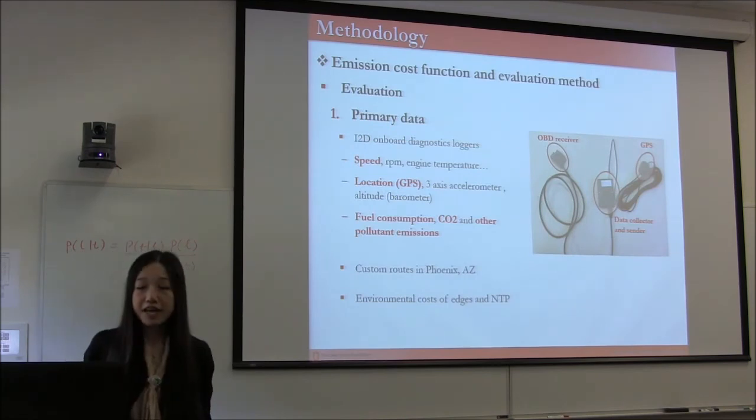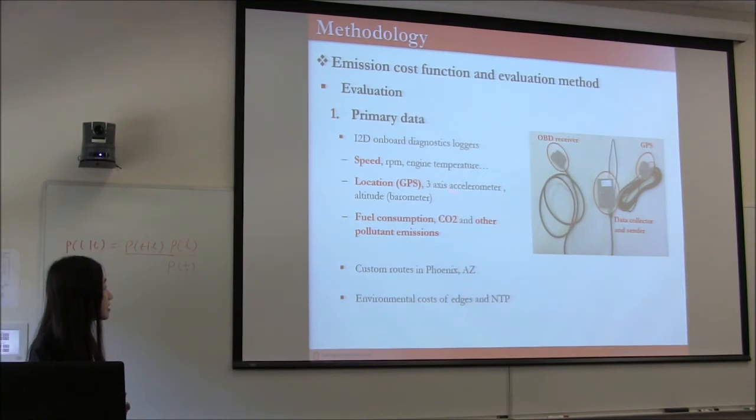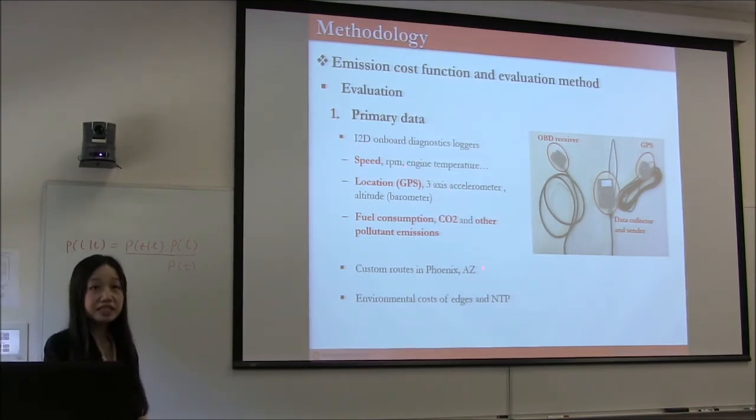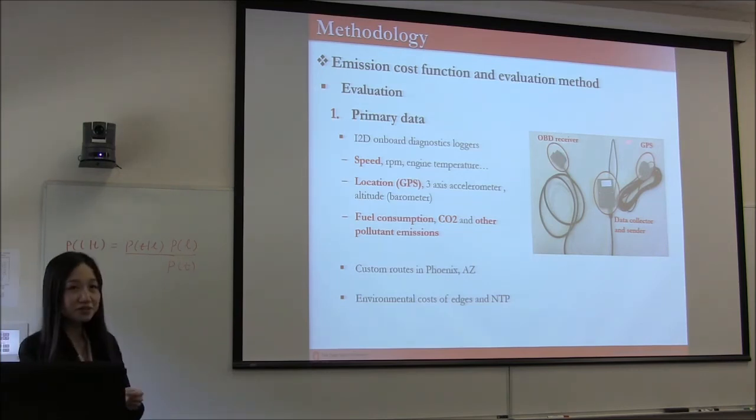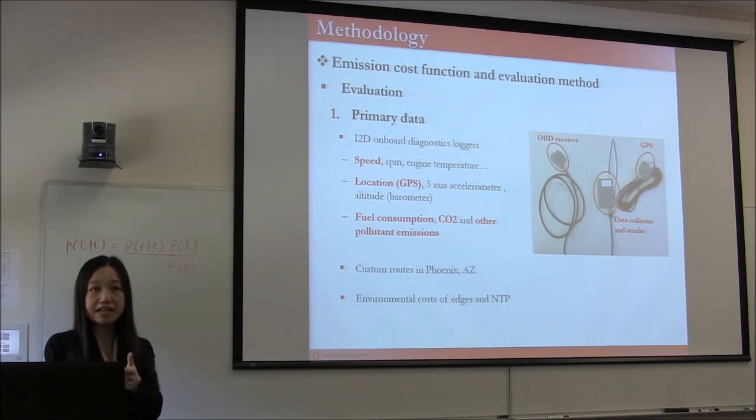How to evaluate our methods? We are going to use the primary data. This is a really cool device over here. It's called I2D, which contains 3 different parts. The OBD receiver, which you can plug into any vehicle produced after 1990. 2000. Thank you, 2000. So you just plug it into a vehicle, and it will monitor and connect to your energy consumption data.